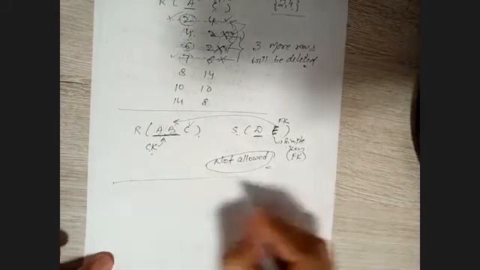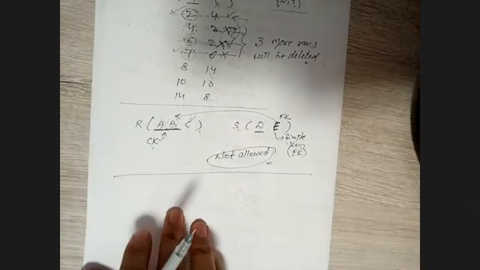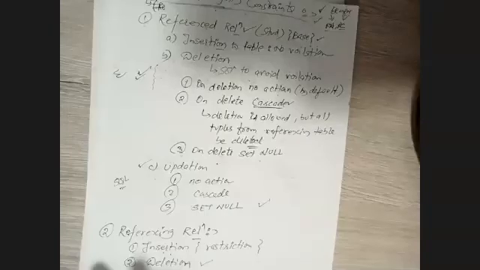Okay, so far we have seen one example. With the help of the example, we have seen our referential integrity constraint here. And with this one, probably we have finished this topic.